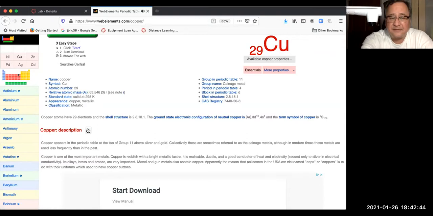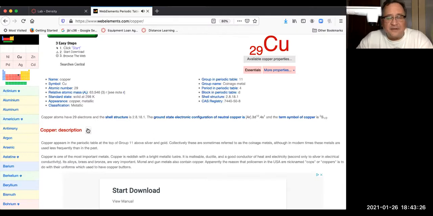Element 29, copper, is one of the most important metals. Copper is reddish with a bright metallic luster. It is malleable and ductile. It is a good conductor of heat and second only to silver in electrical conductivity. Its alloys, brass and bronze, are very important. Monel and gunmetals also contain copper. Apparently, the reason that policemen in the USA are nicknamed cops or coppers is to do with their uniforms, which used to have copper buttons. The most important compounds are the oxide and the sulfate, sometimes known as blue vitriol. Copper reagents, such as Fehling solution, are used in analytical chemistry in tests for sugar.